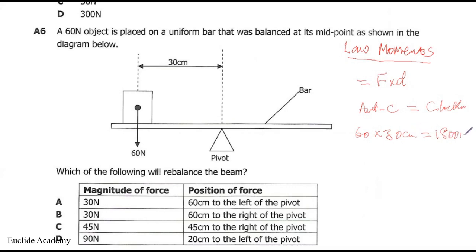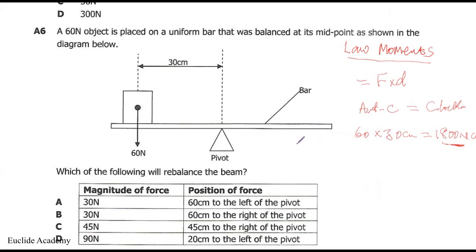We're using centimeters, so it will be newton centimeters. They are not the formal unit, but that is what we have. So which of the following will balance the beam? The anti-clockwise moment here is 60 times 30, which will give you 1800 as the moment. So the clockwise moment, which should balance the beam, should also give you 1800.